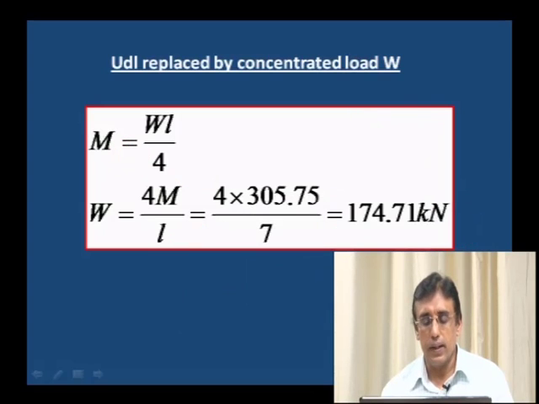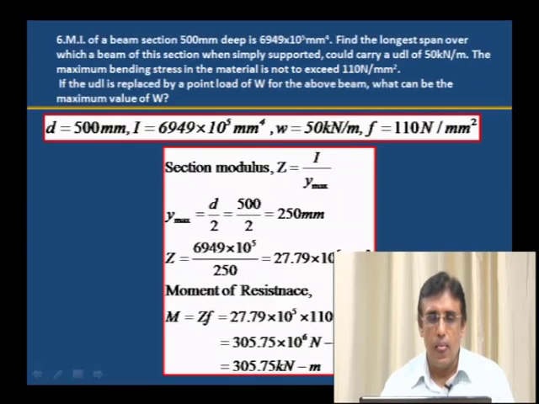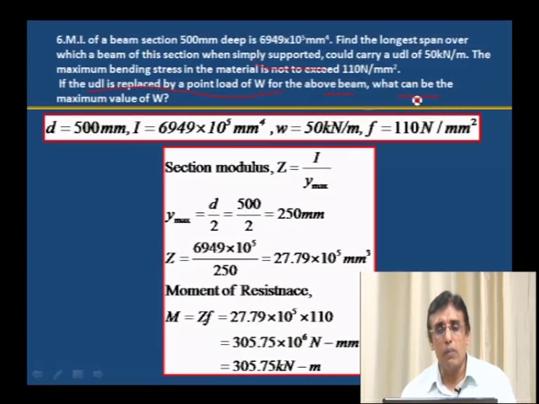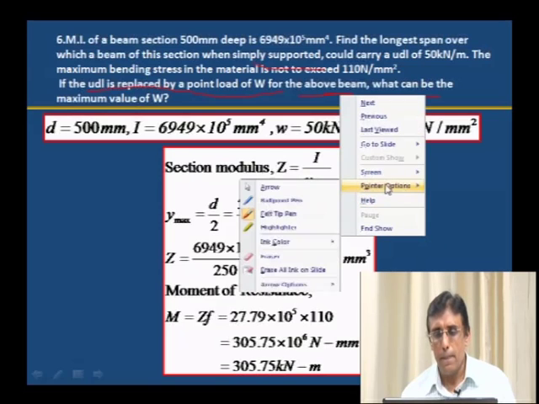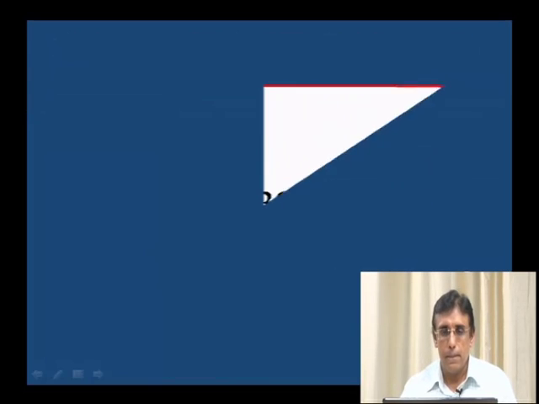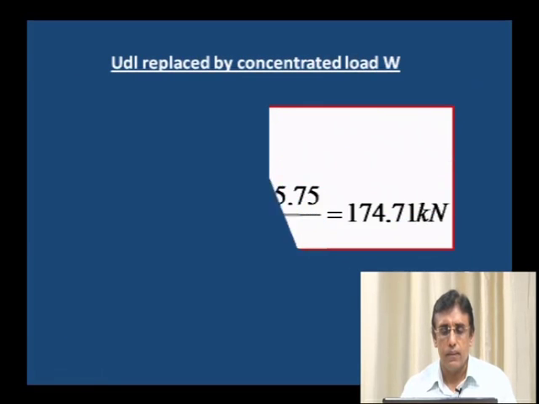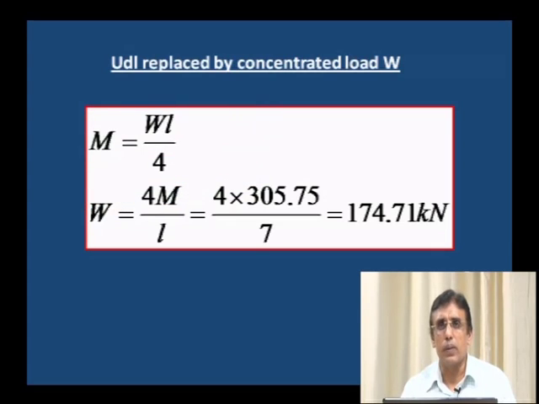In this problem, again we can see what is given. First case is a simply supported beam, and then if the UDL is replaced by the W for the above beam, what will be the maximum value of W for the above beam? Means again we can use the values of the first case, that is the bending moment, from which we can find out the W value. That is, the W value is 174.71 kilonewton.